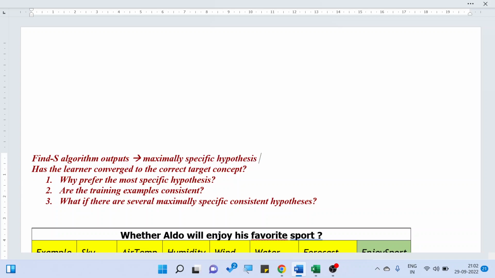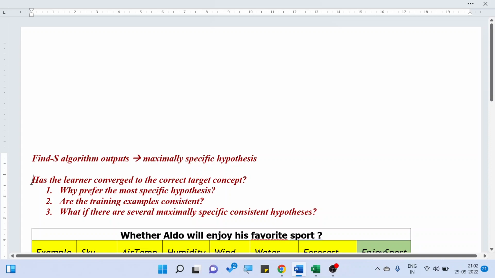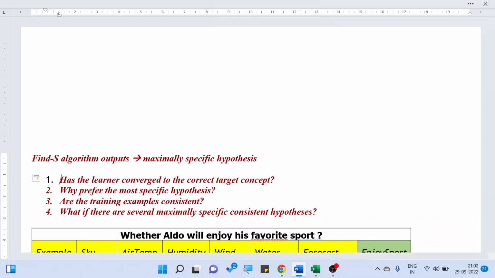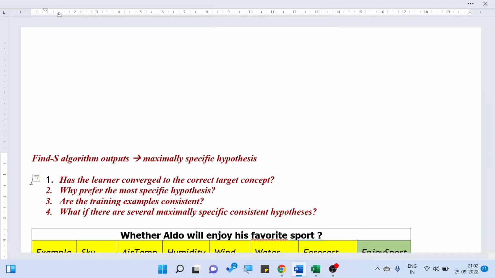But there are certain issues with the Find-S algorithm. The first one is we are getting an answer that we are calling the maximally specific hypothesis. Whether we got the correct target concept, whether we arrived at the correct target concept, that is the first question. We are not very sure about that.